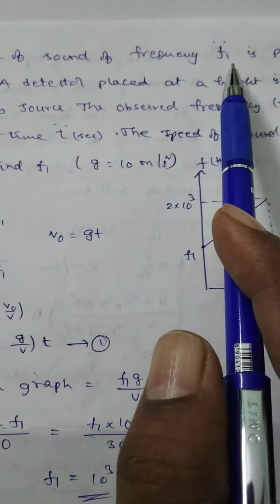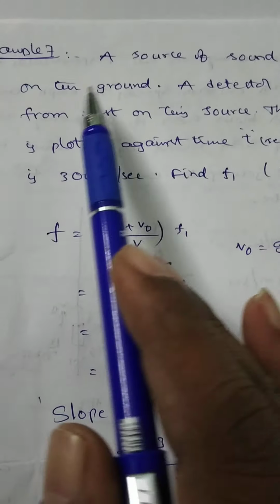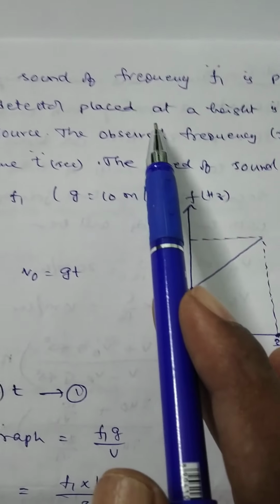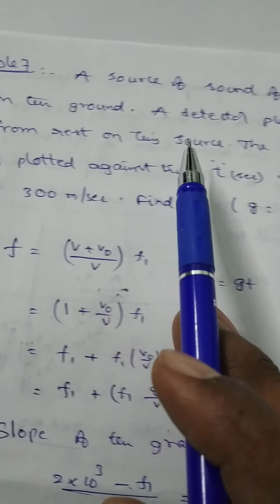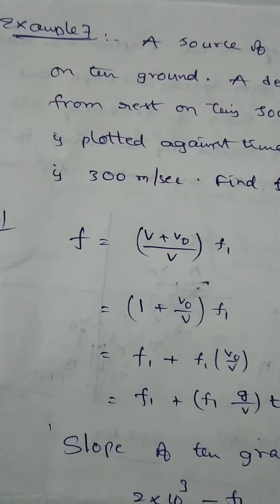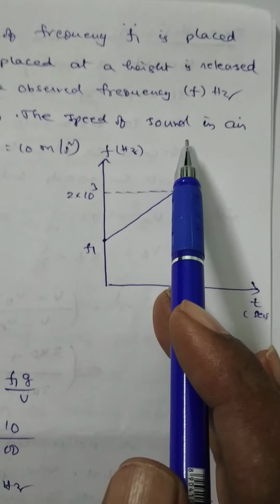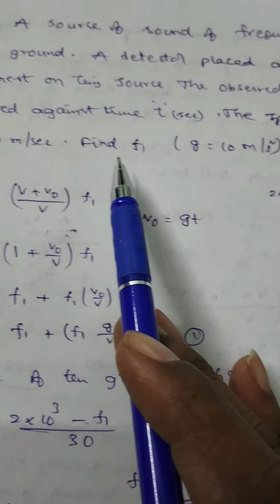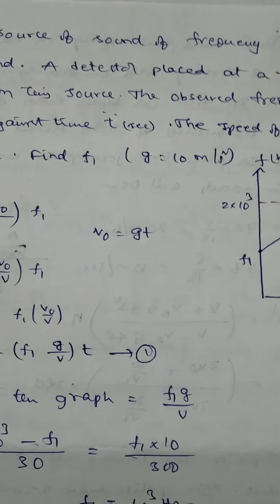A source of sound of frequency F1 is placed on the ground, meaning the source is lying on the ground. A detector placed at a height is released from rest above this source. The observed frequency F is plotted against the time t in seconds. The speed of sound in air is 300 meters per second. Find F1. Take g equal to 10 meters per second squared.